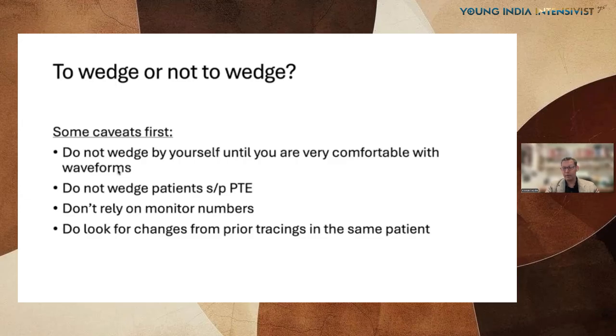The one group of patients with a PA catheter that I don't wedge is patients who've had a pulmonary thromboendarterectomy, because the surgeons are cutting across the entire pulmonary artery to get the clot out, and you don't want to stress those incisions. Again, don't rely on the monitor numbers, and pay attention to the tracing changes in the same patients, not just the trend in numbers, which is obviously important, but also what the tracings look like.